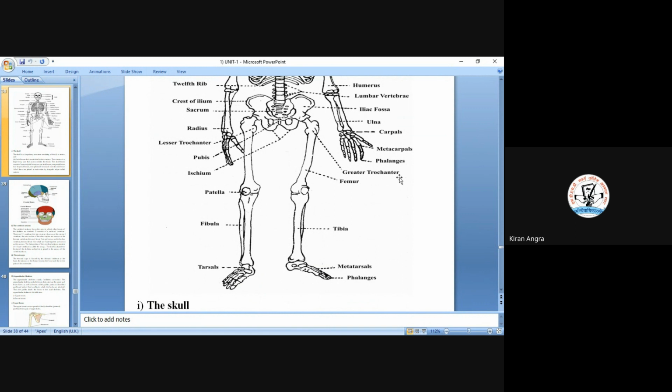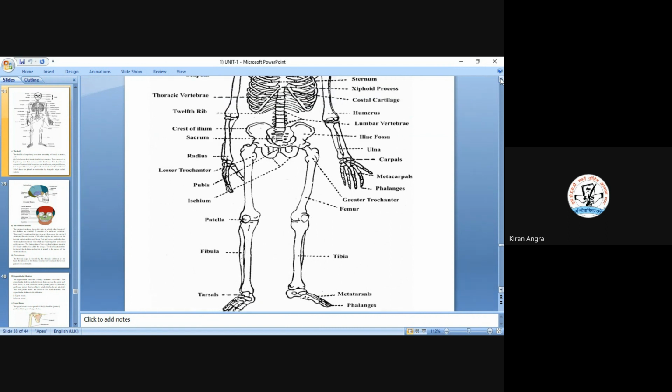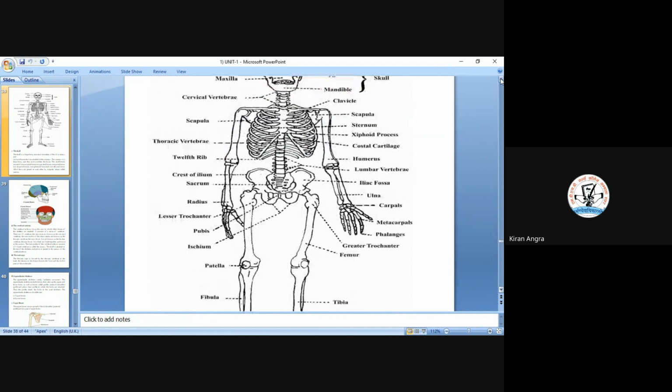So they are vertebrae. The skull is attached at the top of the skeleton, and the pelvic girdle. You are just seeing this is a pelvic girdle, which is joined to the sacrum of the vertebral column. They are attached to the sacrum part. So this is the vertebral column.